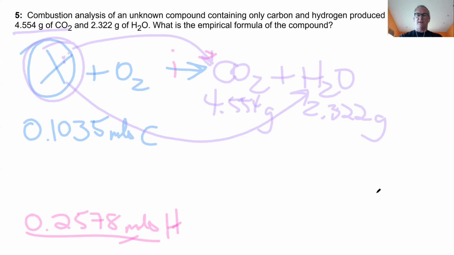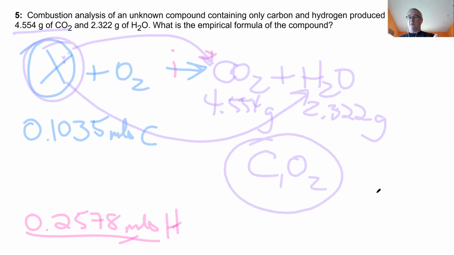And because there is 1 mole of carbon in every mole of CO2, right? If I have a mole of CO2, I automatically have a mole of carbon as well. Would you agree with that? Yes. And so if I have a mole of water, how many moles of hydrogen atoms do I have?